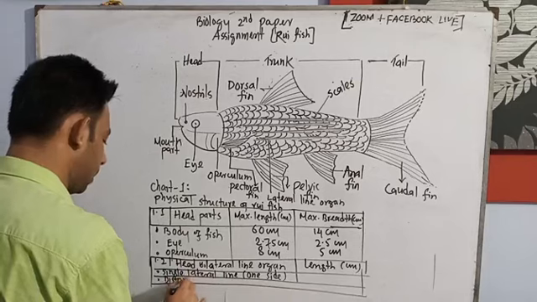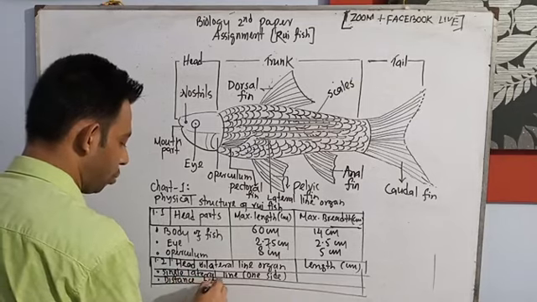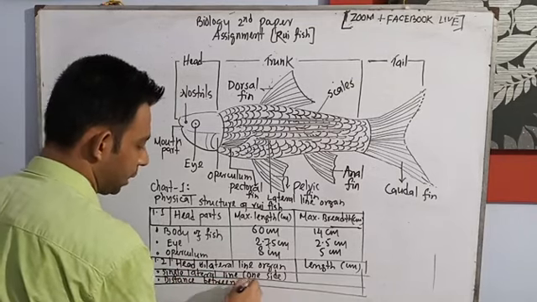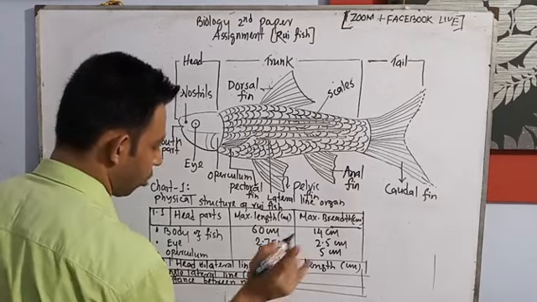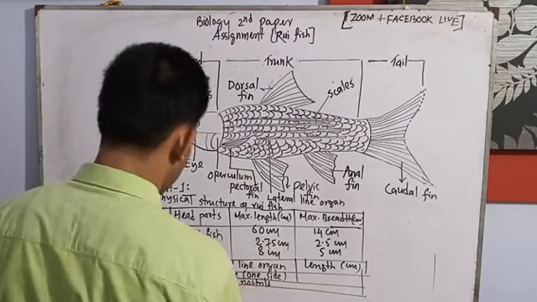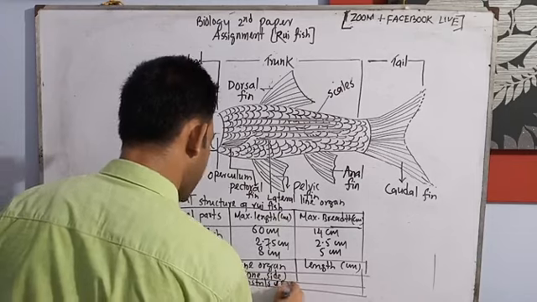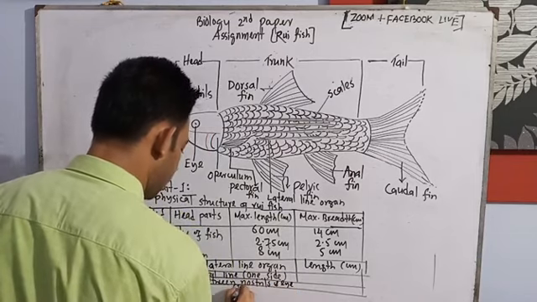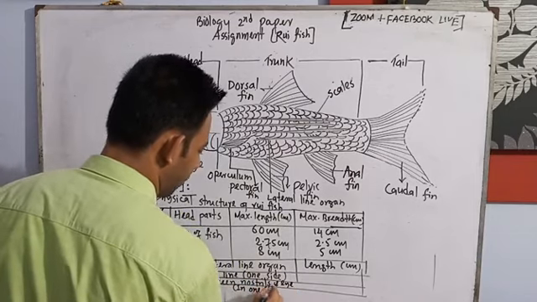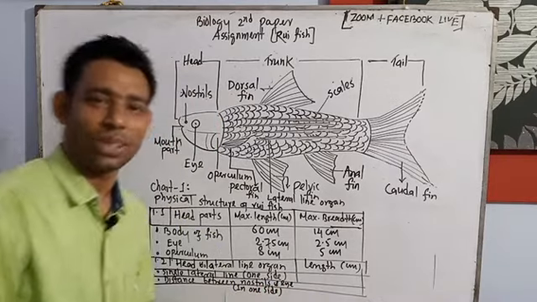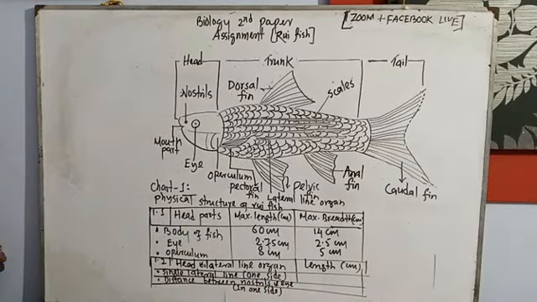Distance between nostrils and eye on one side. It is given in your assignment. I think you got your assignment. It is a very short way. Can you see this small sentence I have written in there? Okay, I think it is seen here.